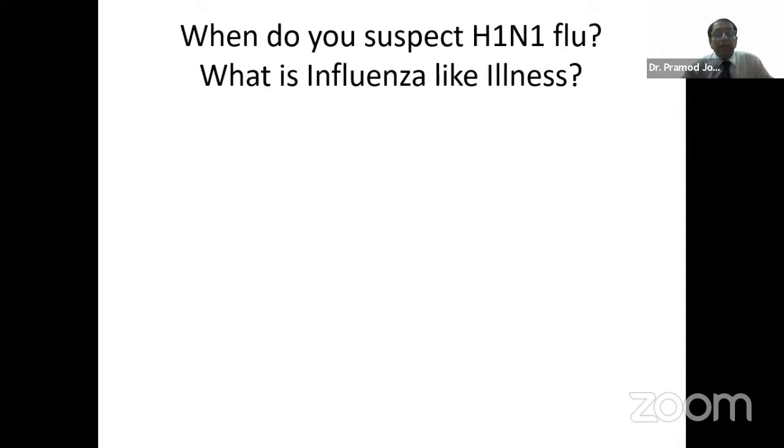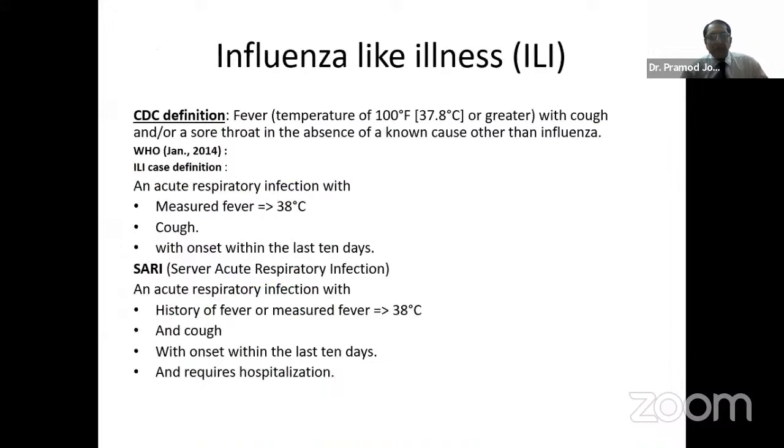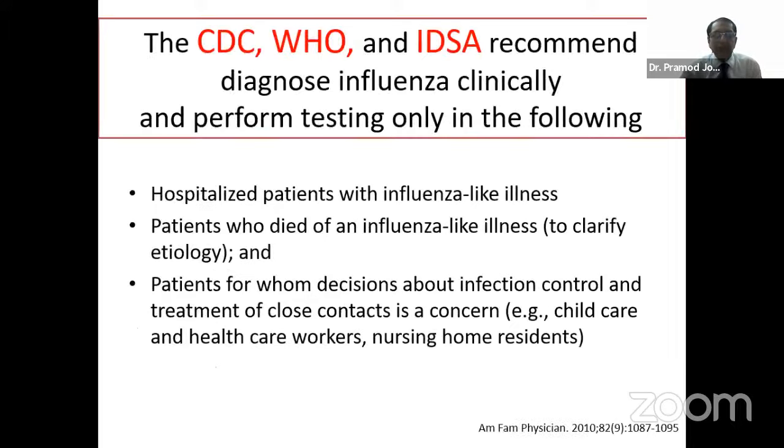And we will have to see as to when to suspect H1N1 flu and what is influenza-like illness. So the CDC has clearly told that if there is a contact within 7 days with a person who has a confirmed case of H1N1, then that is a clear-cut case of influenza. And influenza-like illness is defined as acute respiratory illness with fever and cough and onset in the last 10 days. And in case there is history of fever, cough, along with hospitalization, then that is called severe acute respiratory infection, also known as SARI. So remember these two terms.